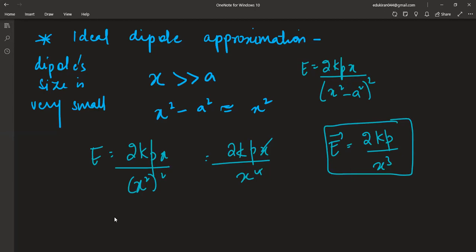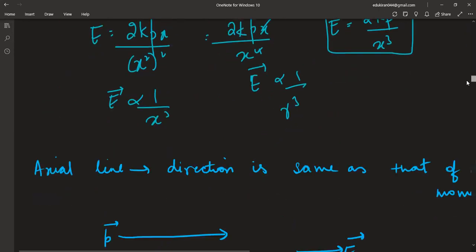Fine. So electric field is inversely proportional to the cube of the distance, right? Electric field is inversely proportional to r cube. This you should remember in your calculations. We'll see how the difference arises in the equatorial point.